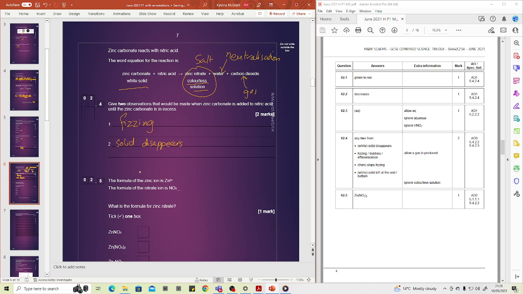The formula of the zinc ion is Zn2+. The formula of the nitrate ion is NO3-, and I'm sorry, when I transferred this to PowerPoint, the minus sign got in the wrong place. What is the formula for zinc nitrate? So we have to balance the charges. So we have 2 plus, some minuses, must equal 0. We have to have a neutral compound. So we're going to need 2 nitrate ions.